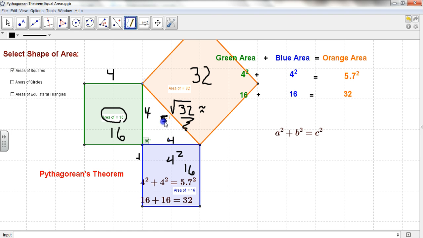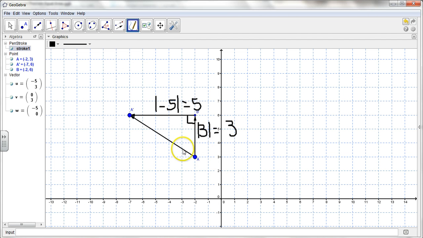It actually is about 5.7. Okay, and that's 5.7. So then we know that in this example here, we would have a hypotenuse that is about 5.7, or exactly the square root of 32. Okay. So that is an example of Pythagorean's theorem. Just remember what that means. So let's apply that to our picture here.